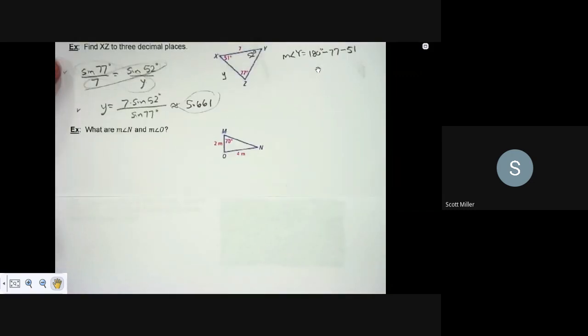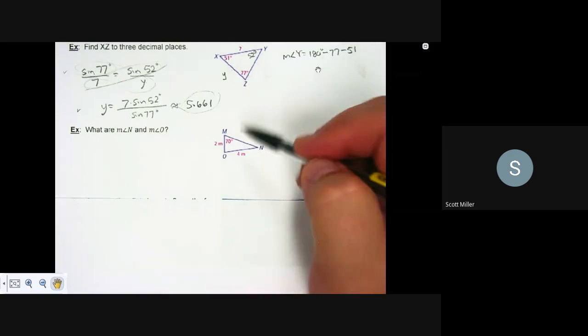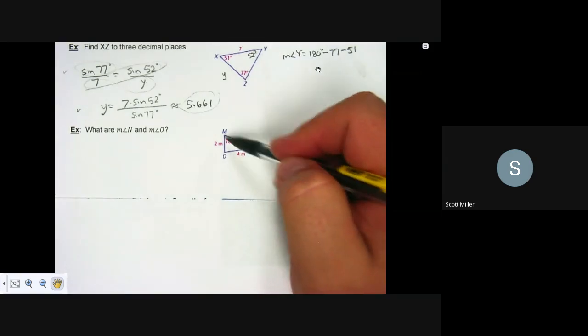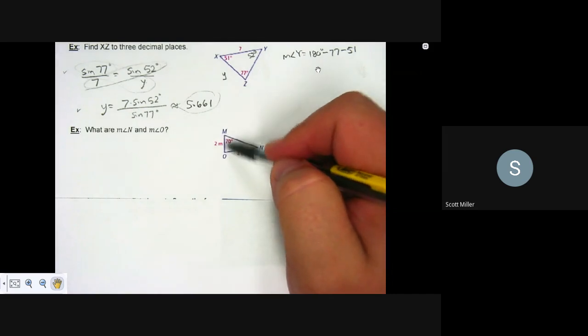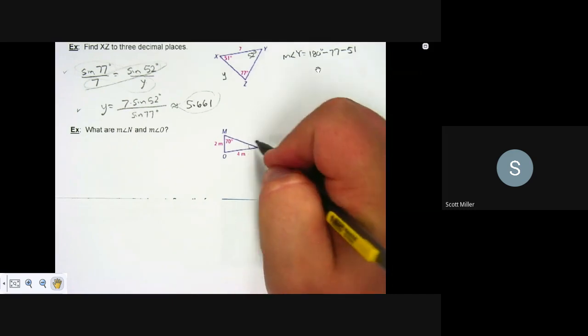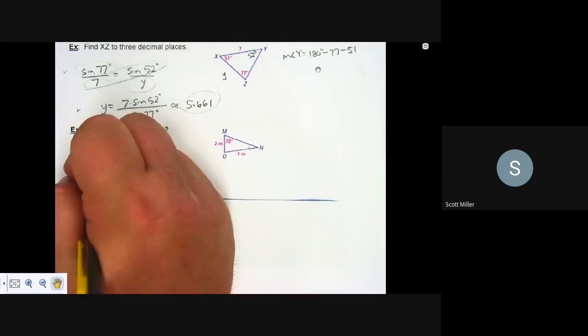Let's look at this problem right here. What are the measurements of angle N and the measurement of angle O? So I look at this, I see that nothing is a right triangle. I can see that I have this angle and that opposite side, so I can use the law of sines. This is the other side I'm given, so I'm going to find the angle opposite this, which is angle N. So I have to use the N ratio and the M ratio in my setup.